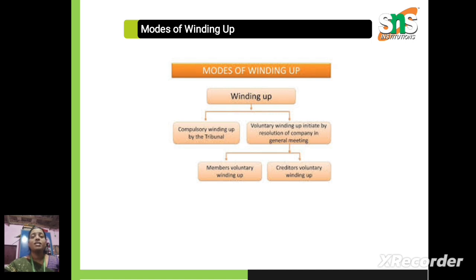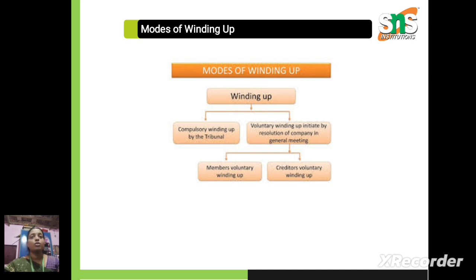When the resolution for voluntary dissolution is passed, it must be advertised within 14 days of passing the resolution in the official gazette, as well as in an important newspaper circulating in the district of the company's registered office.